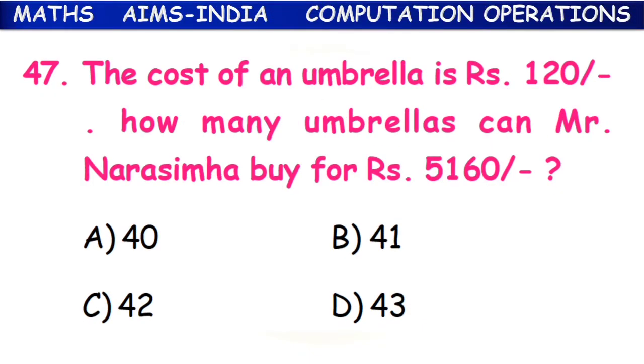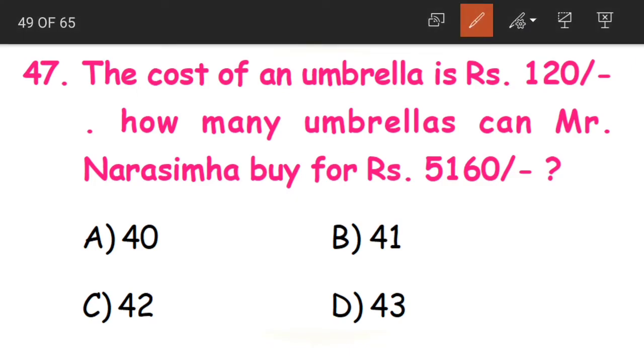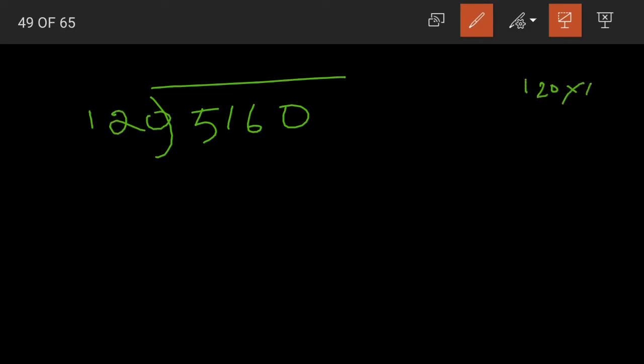Next question 47. The cost of an umbrella is 120 rupees. How many umbrellas can Mr. Narasimha buy for 5160 rupees? Now see children, again the cost of one umbrella is given and the total amount he has is given. We should find out the total number of umbrellas that he can buy. How to do that? We need to divide 5160 by 120. Now the 120 table is very much the same as the 12 table. We just need to add a 0.